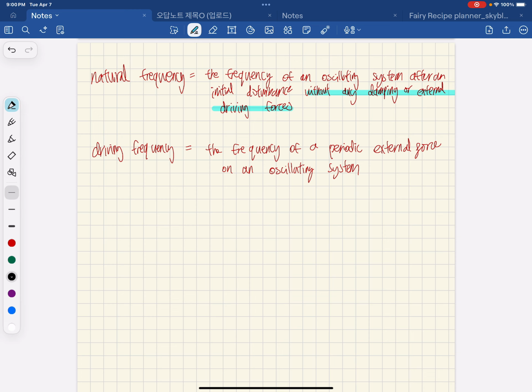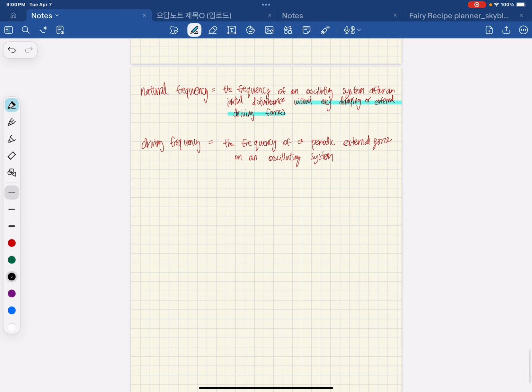And so there is a graph that is pretty useful to just have memorized. And that is amplitude versus driving frequency. Amplitude of oscillating system, or you can call it the amplitude of the driven oscillation. Let's say this point marks F0, which is the natural frequency.